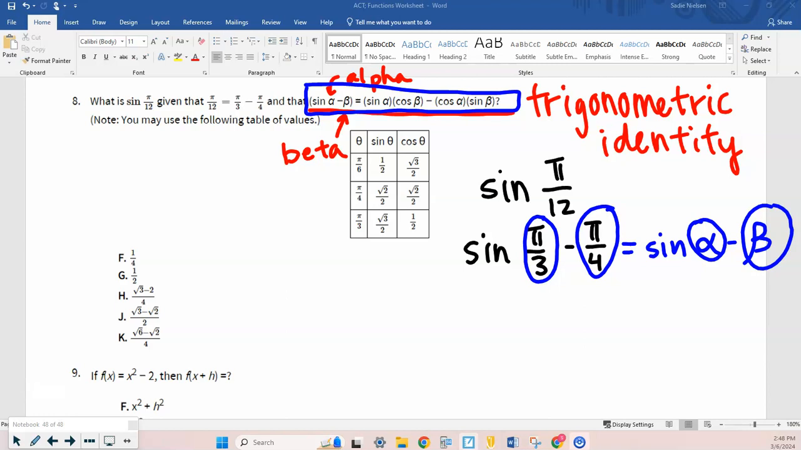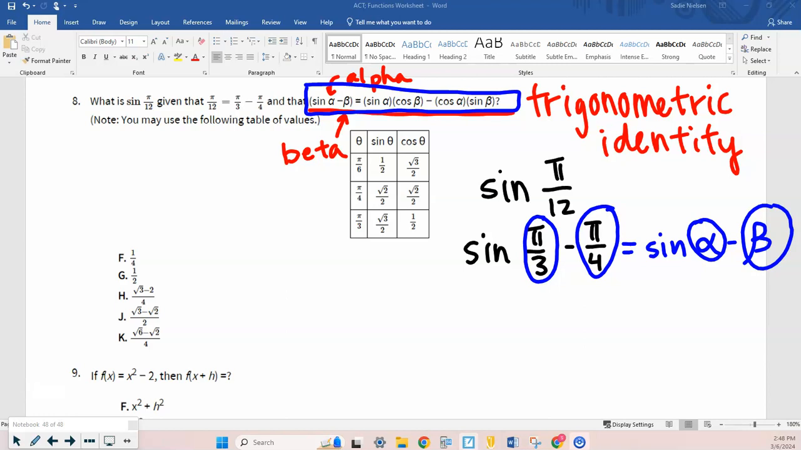So it's not like our regular variables like x and y. The alpha and beta act just like an x and y. So what you're going to do is anywhere you have an alpha in this equation, you're going to put a pi over 3. Anywhere you have a beta in this equation, you're going to put a pi over 4. Thumbs up or good to there. Any questions? Go right in.